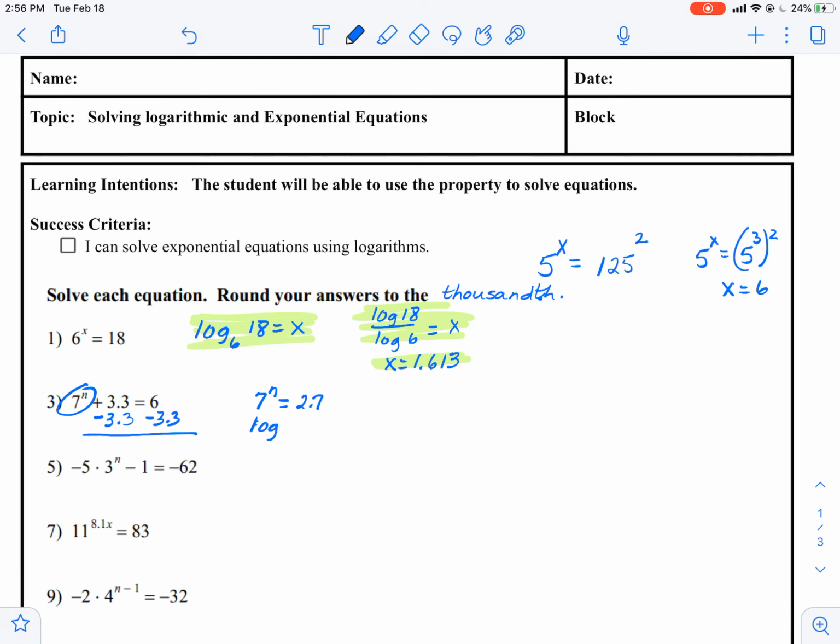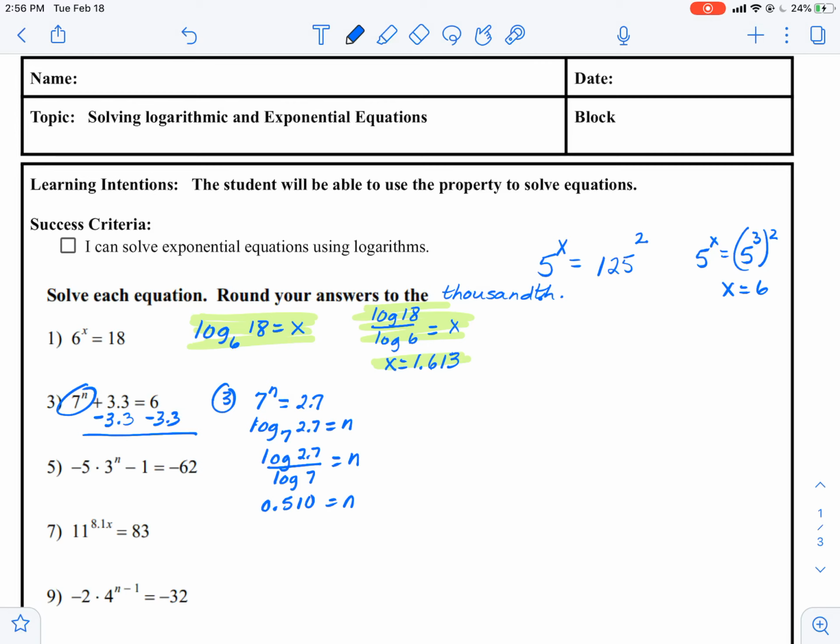And so now I am going to do my change of base. I'll change it to a logarithmic form: log base 7 of 2.7 equals n. So log of 2.7 divided by log of 7 equals n. Then I'm just going to run that in my calculator again: log of 2.7 divided by log of 7, and round it. It is 0.510. So that's number 3.